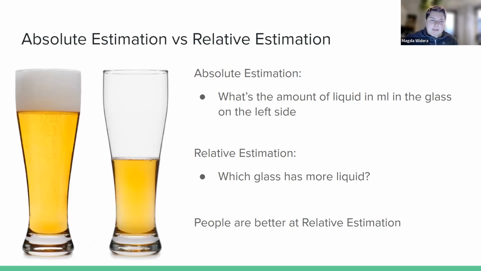So here's my lovely example of absolute estimation versus relative estimation. With the absolute estimation, the question would be, what's the amount of liquid in the glass on the left side? And it will be very difficult for you to say whether it's 450 mils or half a liter. With the relative estimation, the question really is which glass has more liquid, and that is easier. Definitely easier in this case. People generally are better at relative estimation.